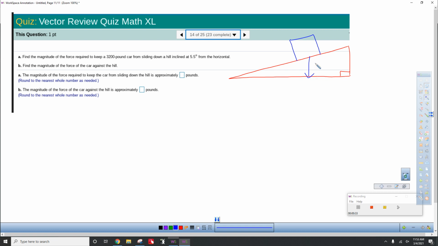is 3,200. Now, what happens is, and this angle is 5.5 degrees, we get a system of similar triangles. So there are two different forces created. This weight is displaced. Some of that weight just presses perpendicular to the box, and that is going to be the force of the car against the hill. So this is going to be our purple vector.